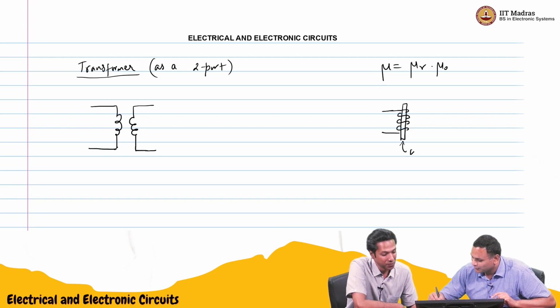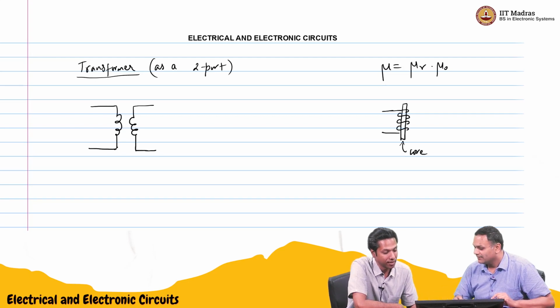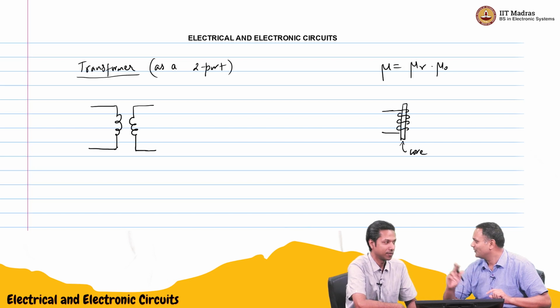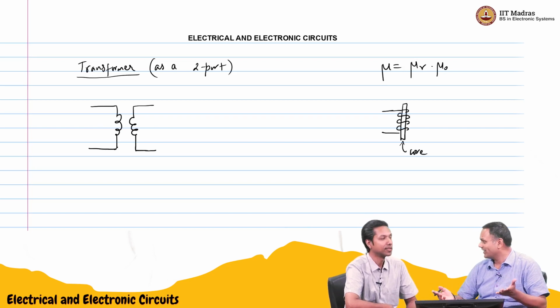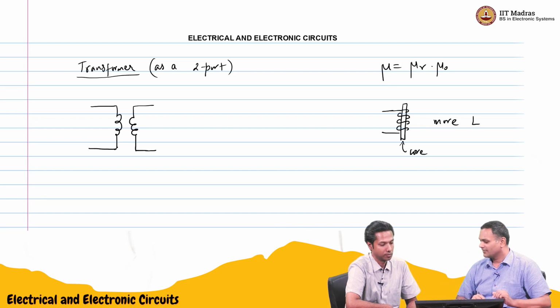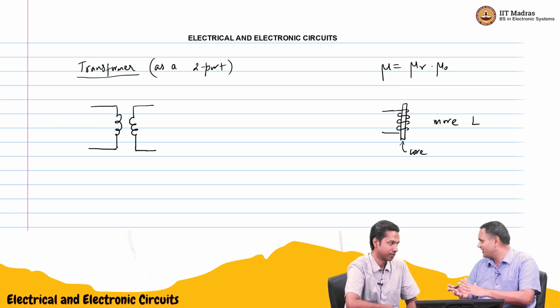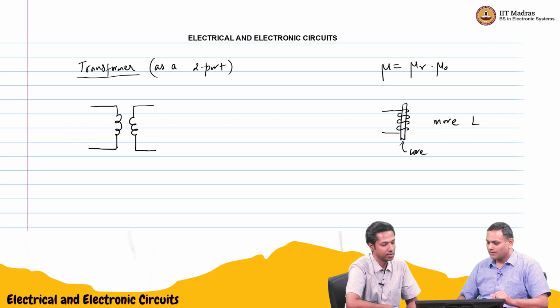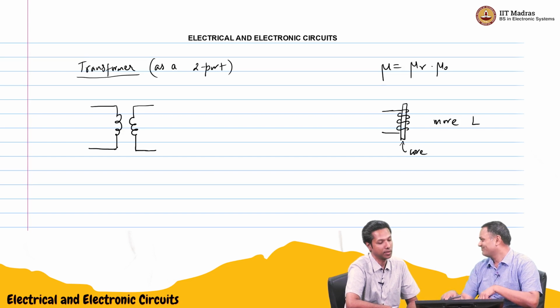So this is your core, which can be iron, and you wind the wire around this. You will get more inductance. You can increase your L for a given number of turns. Now to build a transformer, we can do something similar, except we need to couple the magnetic fields, which means we should wind them on the same core.